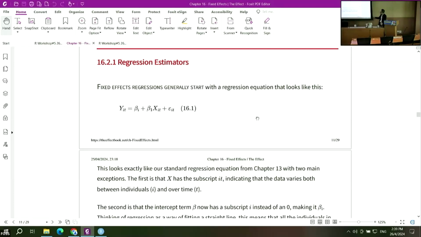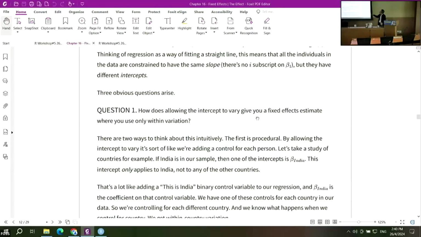The second is that the intercept beta I is now going to be representing a way of fitting a straight line, but this means all the individuals in the data are constrained to have the same slope. So there's no I subscript on beta 1, but they have different intercepts because they are representing different people, and different people will have different intercepts for sure.